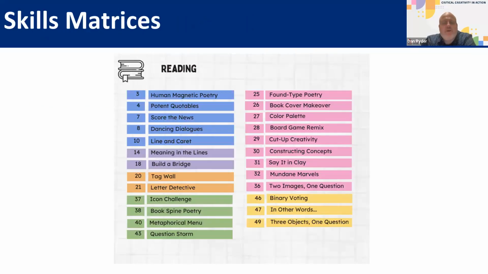Inside the manual, you're also going to find skills matrices. These matrices help identify the activities that are best aligned to each of the 4 essential language skills: reading, writing, speaking, and listening. Here you see the reading skill matrix. You can see that they are color-coded, right to Bloom's taxonomy, and are numerically in order so you can find them easily in the deck.